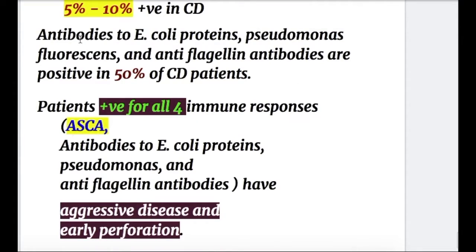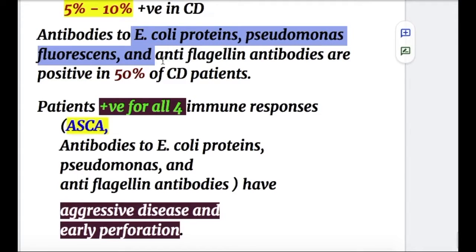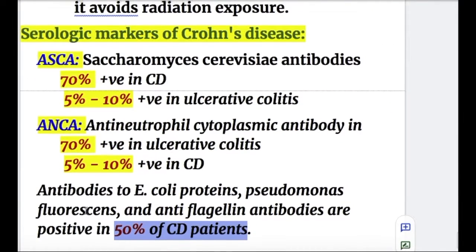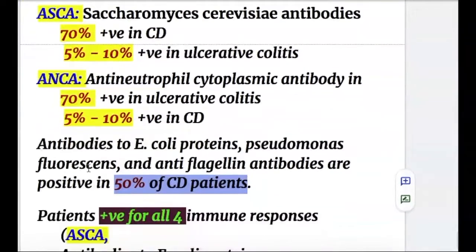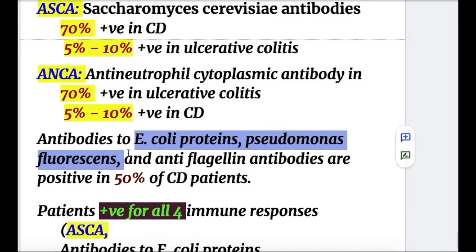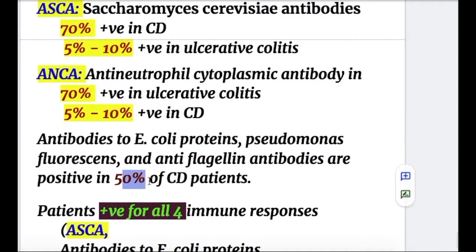Other tests are antibodies to E. coli protein, Pseudomonas fluorescens, and anti-flagellin antibodies. They are positive in 50% of Crohn's disease patients. So the serologic markers for Crohn's disease are ASCA and antibodies to E. coli, Pseudomonas, and flagellin antibodies, positive in 50% of patients.